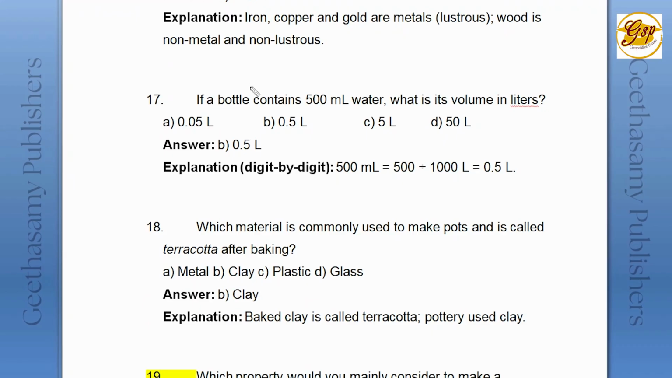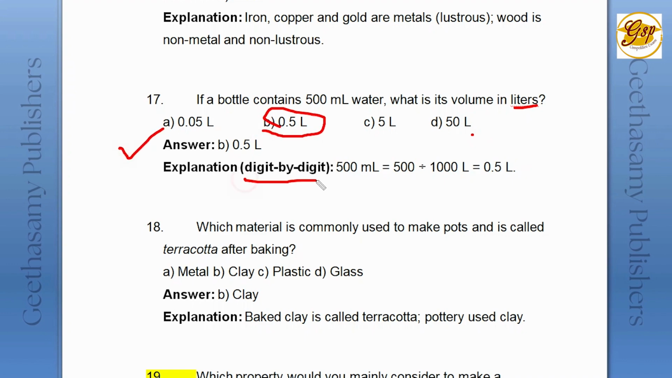And the 17th question. If a bottle contains 500 milliliter of water, what is the volume in liters? 0.05 L, 0.5 L, 5 L, 500 L. The correct answer is 0.5 L. It is B.